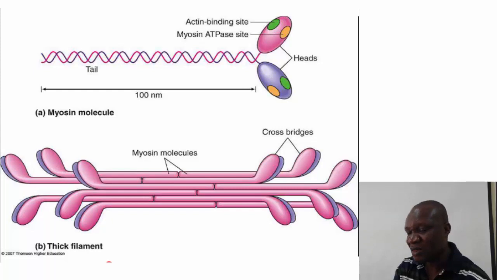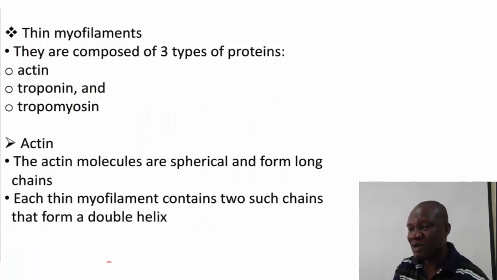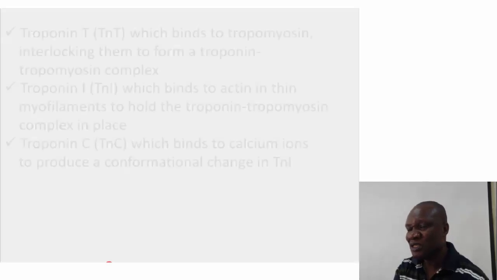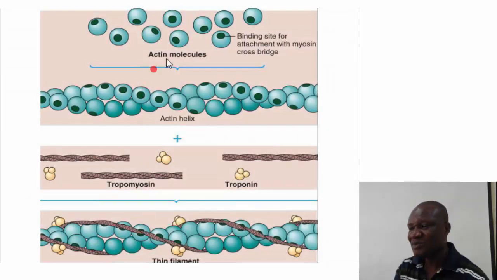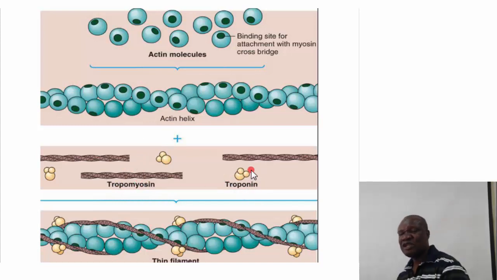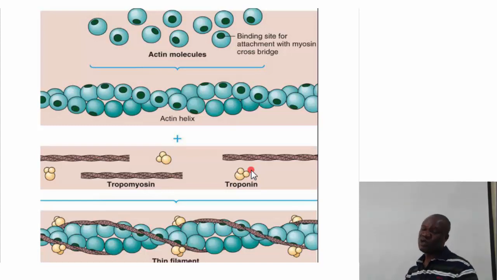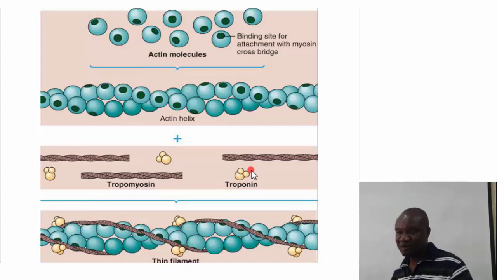Now we're going to look at the thin filament. The thin filament is made up of 3 proteins: actin, tropomyosin, and troponin. Now we are going to look at the individual proteins.